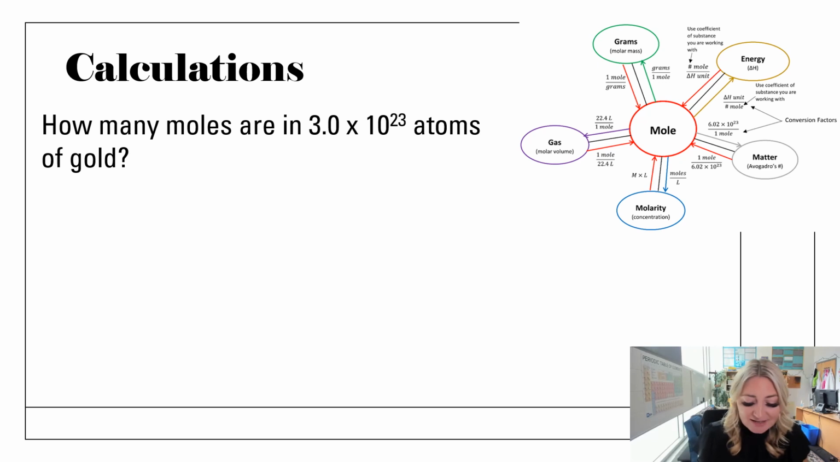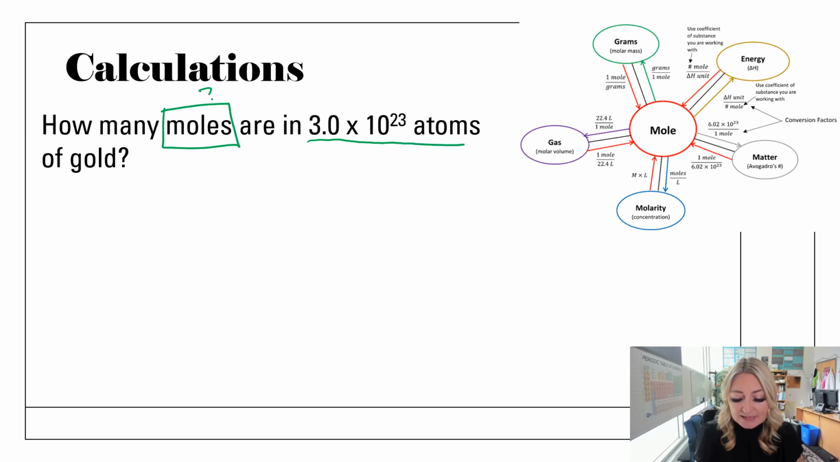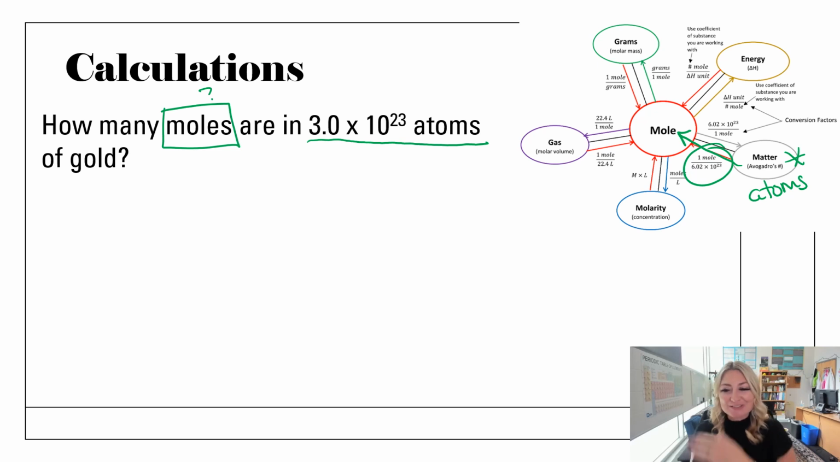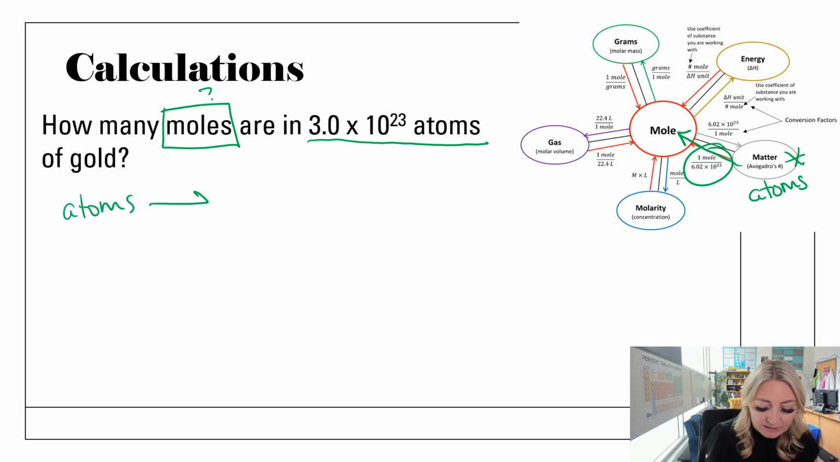All right, this question asks us how many moles, so I'm looking for moles, are in 3.0 times 10 to the 23rd atoms of gold. So I'm starting, remember that Avogadro's number is atoms or molecules. I'm starting here, and I should be ending at moles. Well, that's the conversion factor I'm going to use to go from atoms to moles. So let's first just do our unit map, because that's a good habit to be in, especially before we get into stoichiometry. I am starting in atoms of gold, and I am going to go to moles of gold.